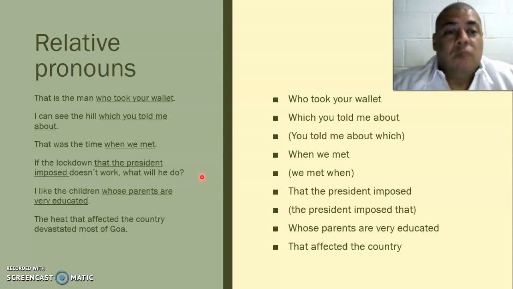Now, one last thing, do not confuse relative pronouns with interrogative pronouns. An interrogative pronoun is a question. I need the question mark. Are those questions? None of them are questions. So they are relative pronouns, okay? So you gotta be careful with that, guys.